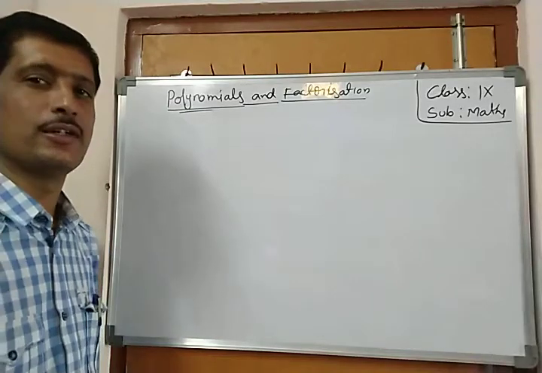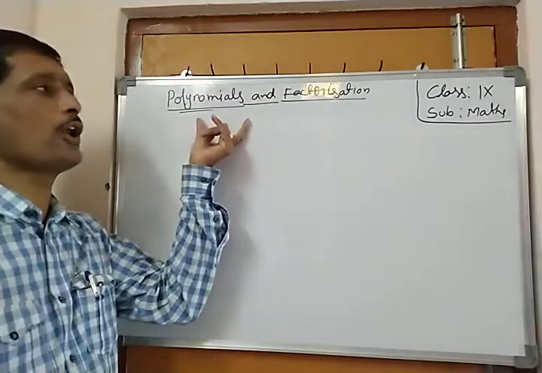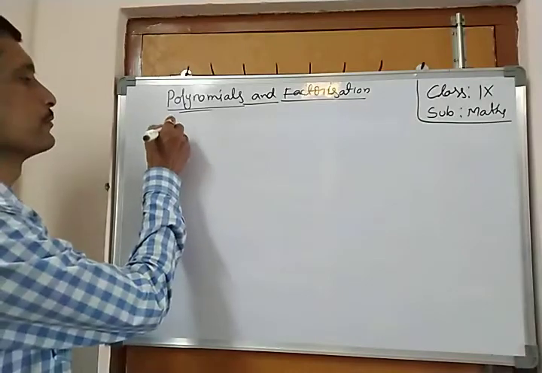Good morning, children. The first chapter, real numbers, is already over. Next is the second chapter, polynomials and factorization. The first thing is: what is a variable?